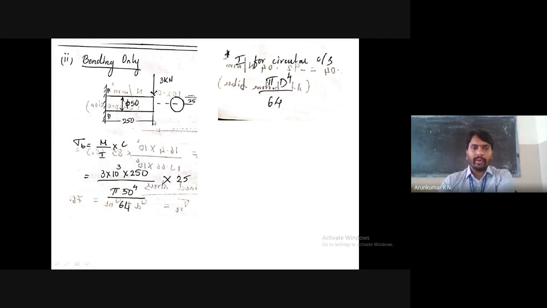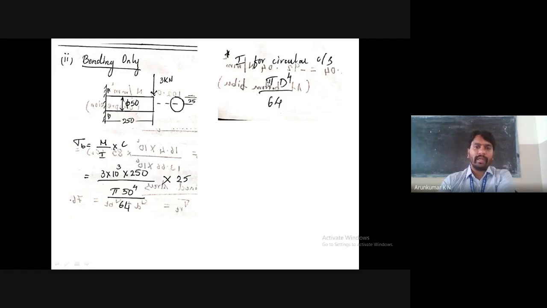The load into distance is maximum, so that moment is maximum. 3 kilonewton into 250 gives the maximum moment. 3 into 10 to the power of 3, load, into the perpendicular distance 250 will give the moment. Clear? I value is pi d to the power of 4 by 64, which is available in the data handbook.